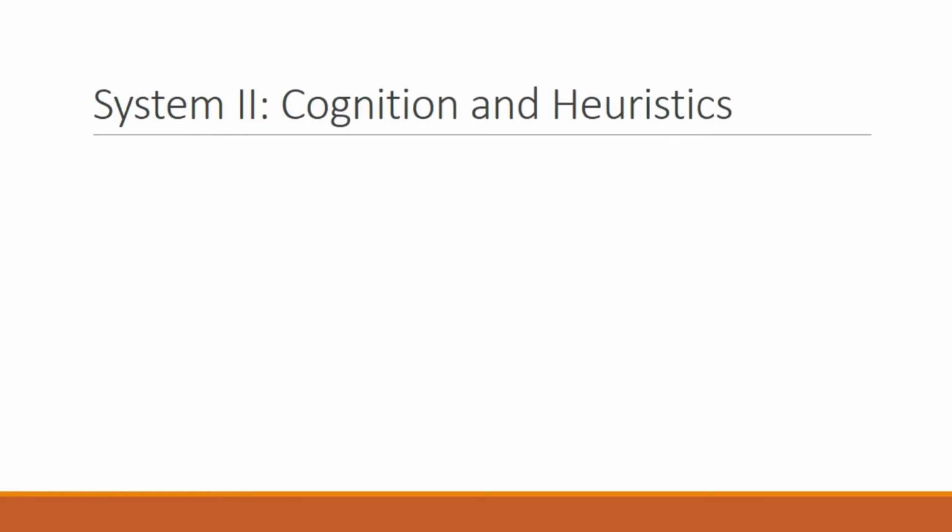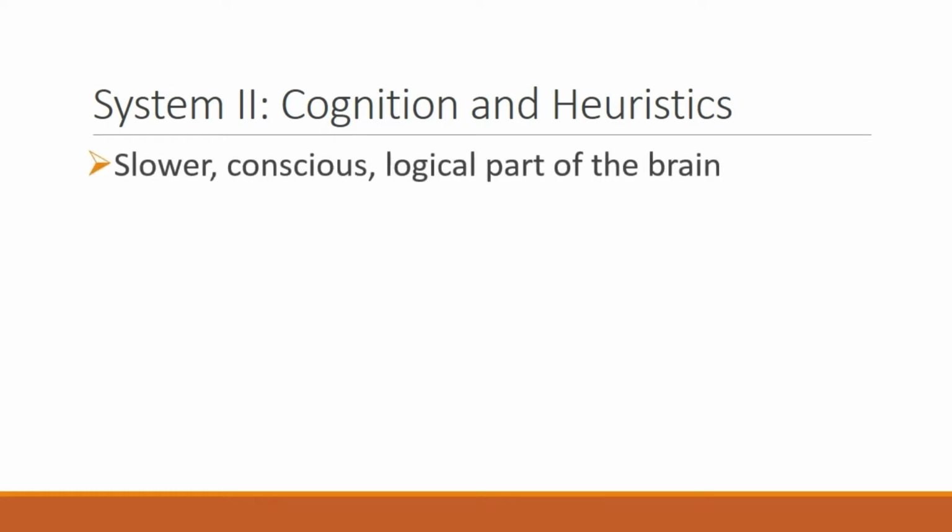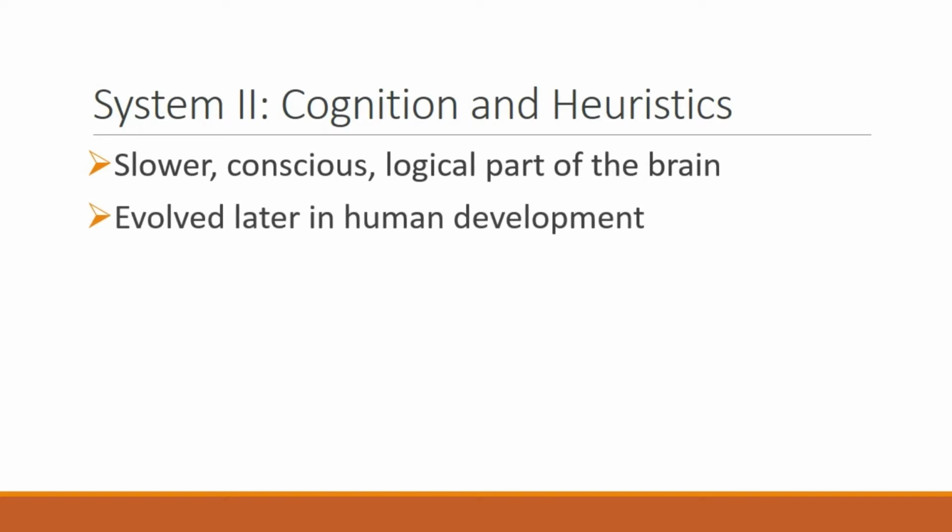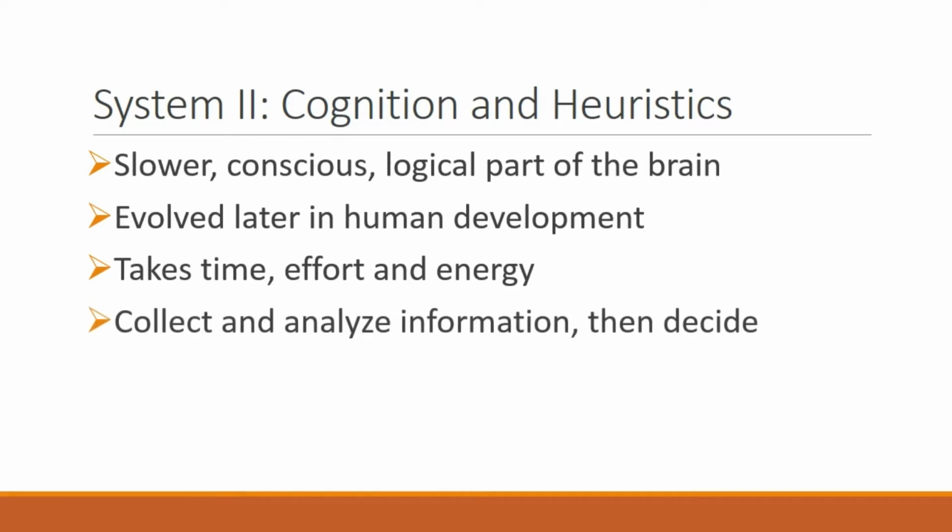System 2, the seat for cognition and heuristics, is different from System 1. It's slower, it's conscious, it's the logical part of the brain. It evolved later in human development than System 1. To some people, this is what differentiates us from other animals. It takes time, effort, and energy to access System 2 and to get it working. System 2 is the system that collects and analyzes information, and that makes decisions.